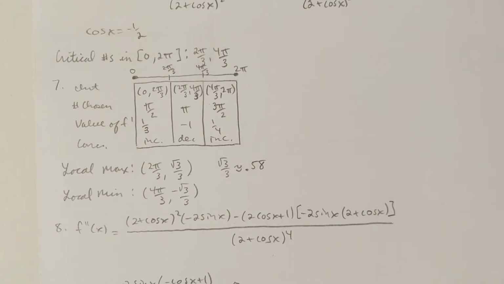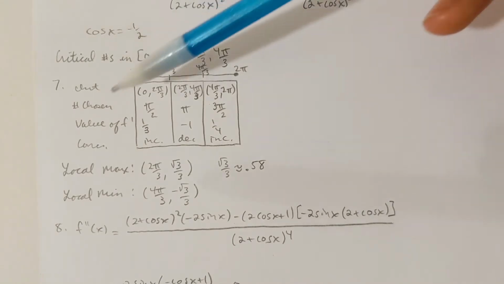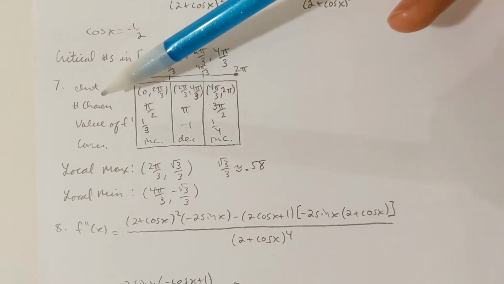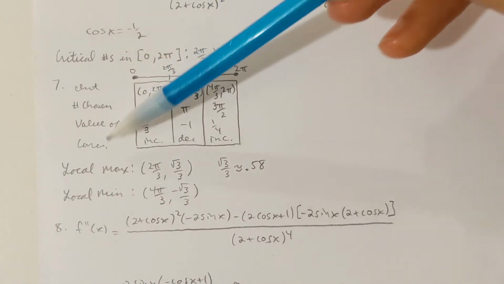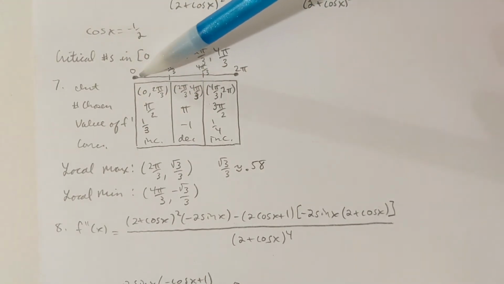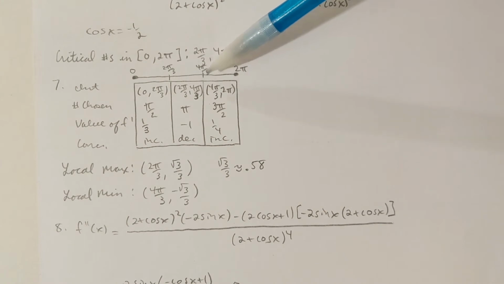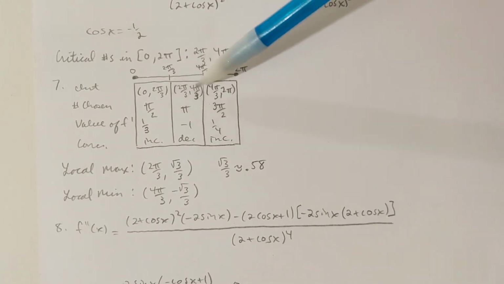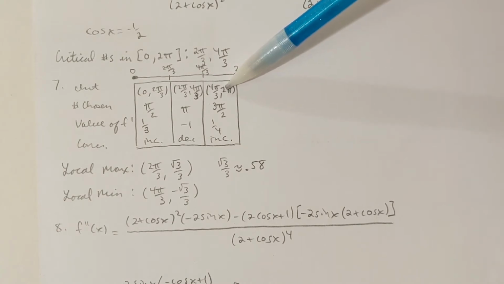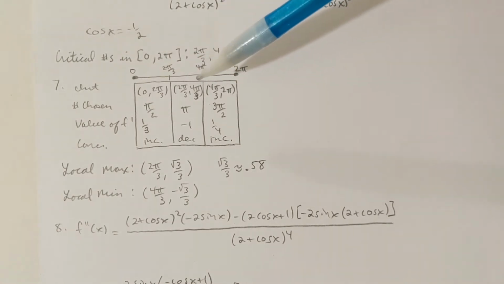And now I'm on step 7. I can use the first derivative test. I've got my table set up here: interval, number chosen, value of f prime, and then the conclusion. Again, I'm just focused on the interval 0 to 2 pi, and I've got my two critical numbers in order on that number line there. And that's going to force the table to split into 3 intervals for me.